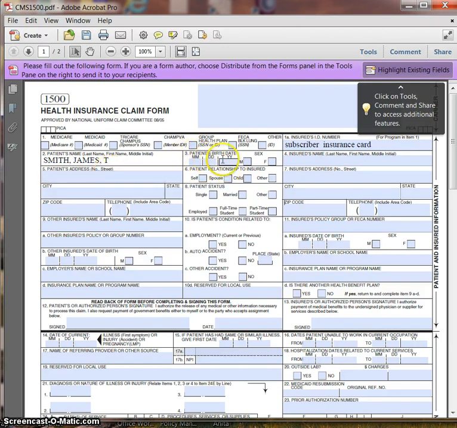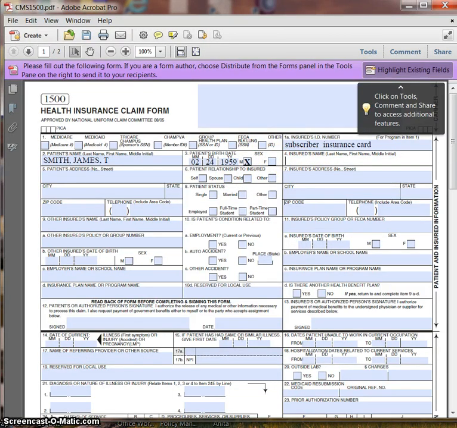Number 3 is the patient's date of birth. So the date of birth is not the subscriber's, because the subscriber may not be the patient, or the insured may not be the patient. This patient right now is named James Smith, and we'll just put in a particular birth date. One thing you want to remember about your dates of birth, you always use 2 digits for the month, 2 digits for the day, and 4 digits for the year. You cannot just put 2 digits for the year. It has to have 4 digits. And then of course their gender. Are they male or are they female? So in this case we have a male.